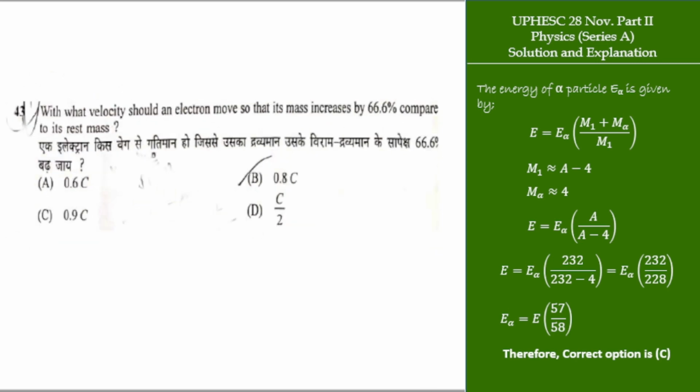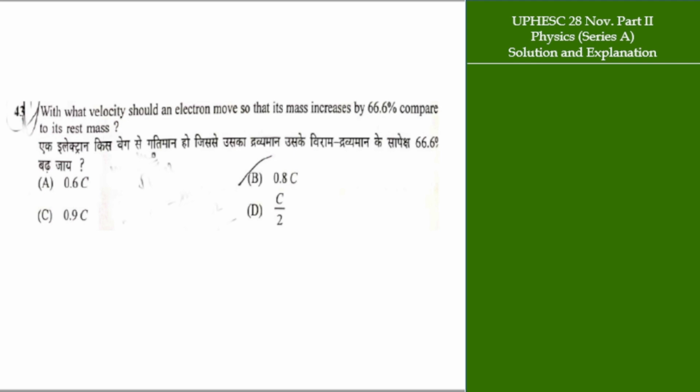Okay, so in the next question, question number 43, they have asked with what velocity an electron should move so that its mass increases by 66.6% compared to its rest mass. So this is related to relativistic mechanics. So using the relativistic mass formula, we can solve this.